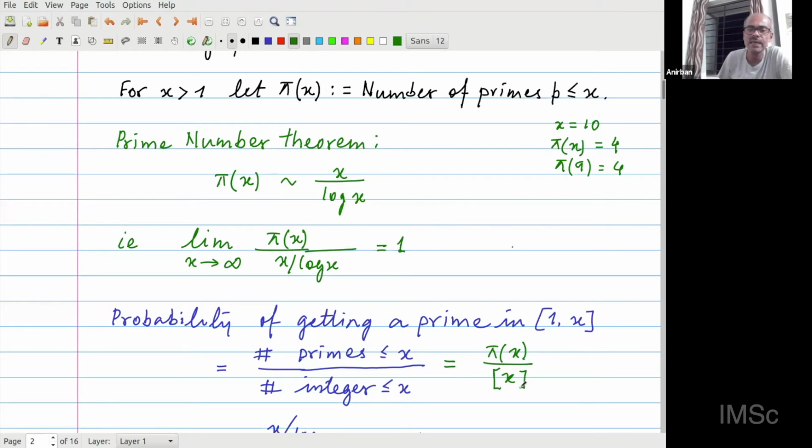So this x box notation would denote the largest integer less than or equal to x. So if x is an integer, it is x, and if x is not an integer, it's the integer just prior to x. So box of 5.3 would be 5, and box of 6 would be 6. Box of 5 would be 5. And box of 5.9 would also be 5.